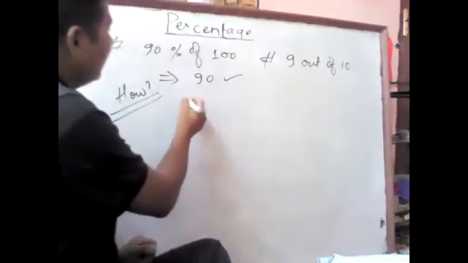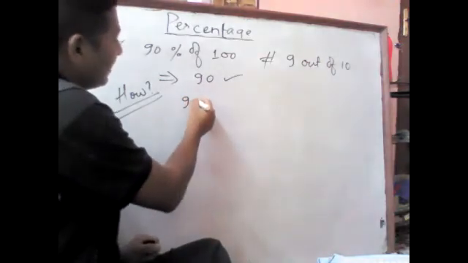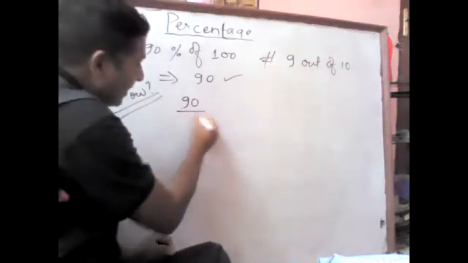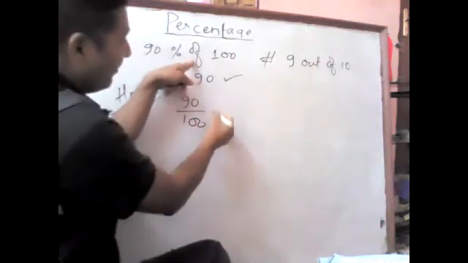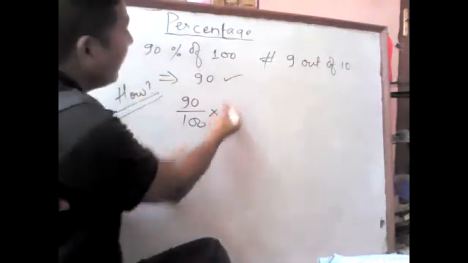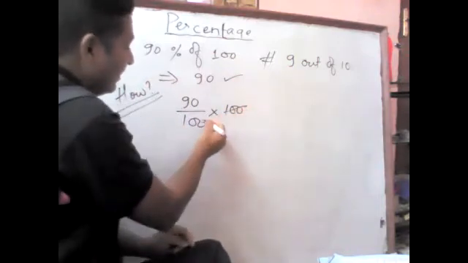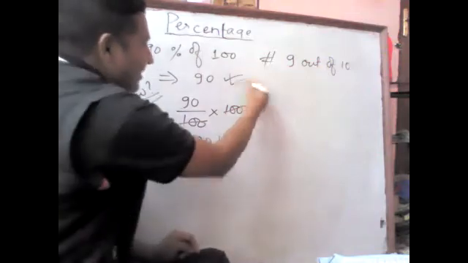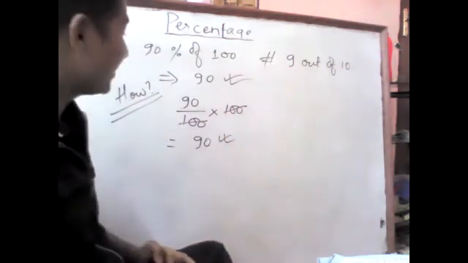Okay, for that, 90% means 90 out of 100. Of means multiply, and 100 is there. If we cut off, then it is equal to 90. The same answer we got. So this is the process.